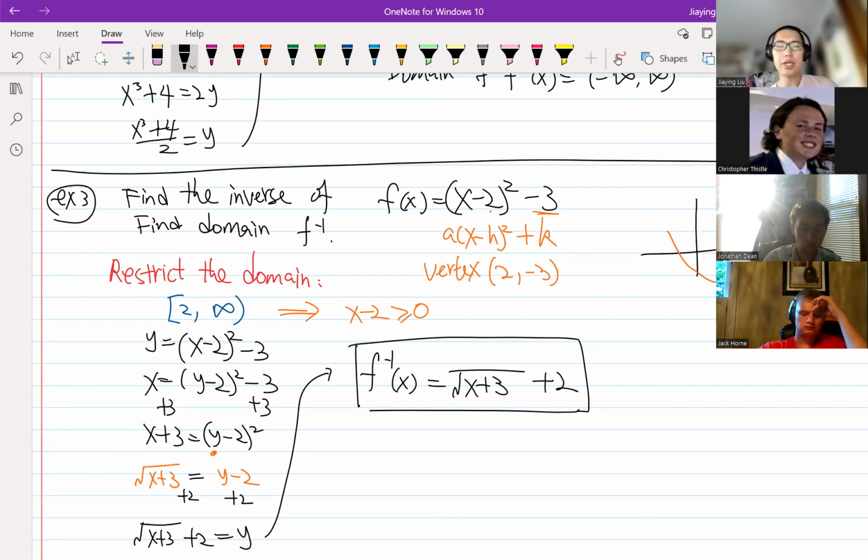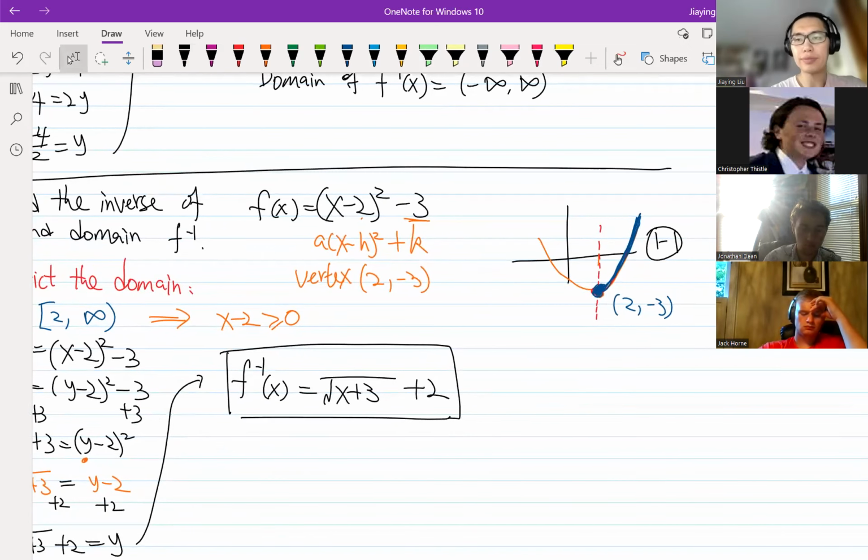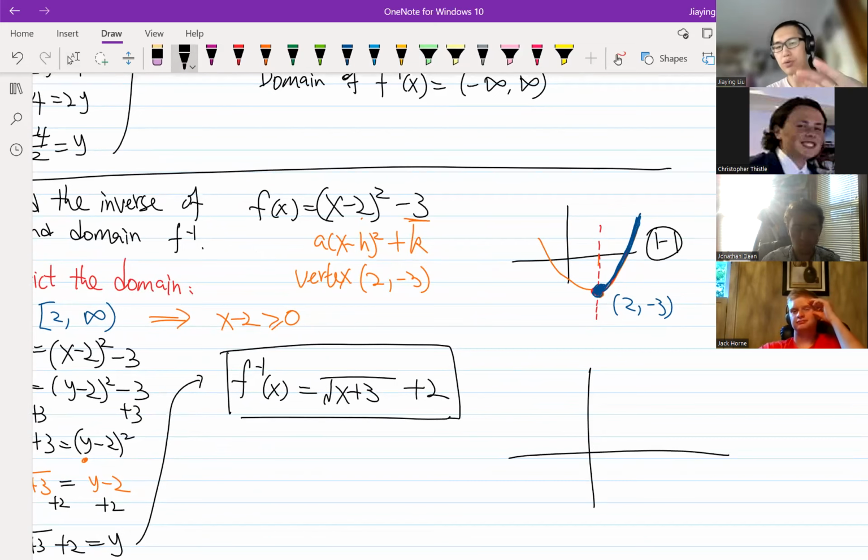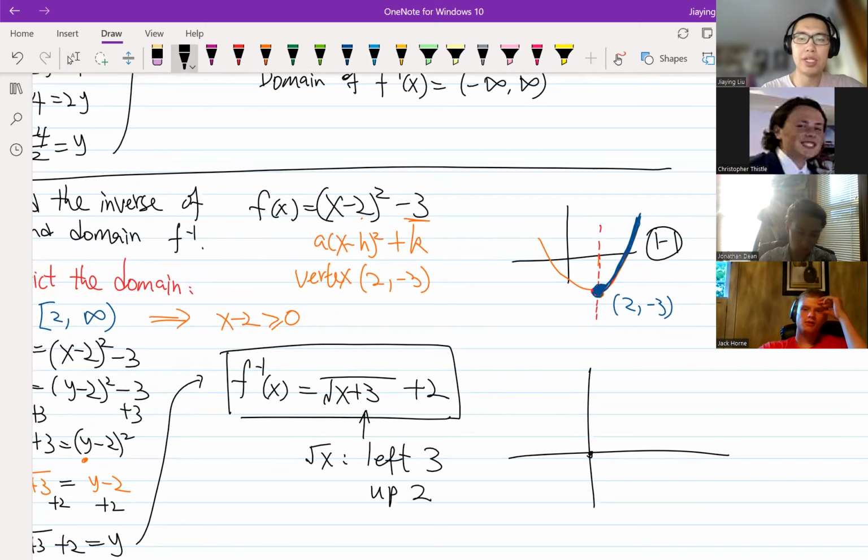And if we were to plot it, you're going to notice that when we plot this function, it's kind of like a square root of x, but it's being shifted left 3 units. That's what the plus 3 inside does. And then up 2. That's the addition at the end. So if we take square root of x, we shift it left 3: 1, 2, 3. And then we shift it up 2: 1, 2. So we kind of get this graph. So that's the graph of the inverse function.